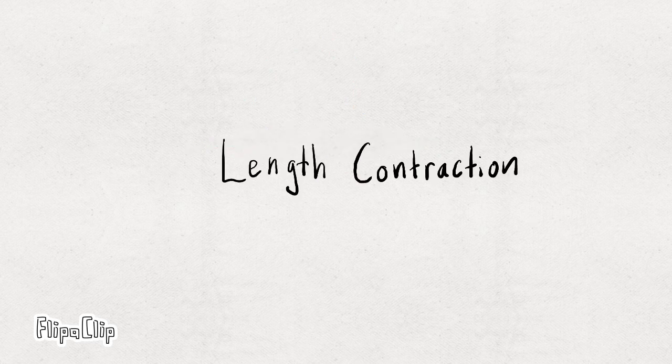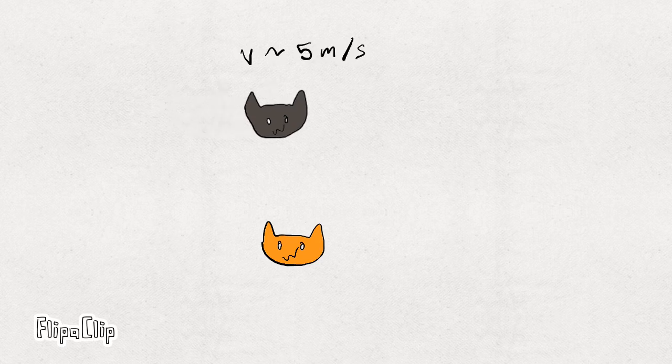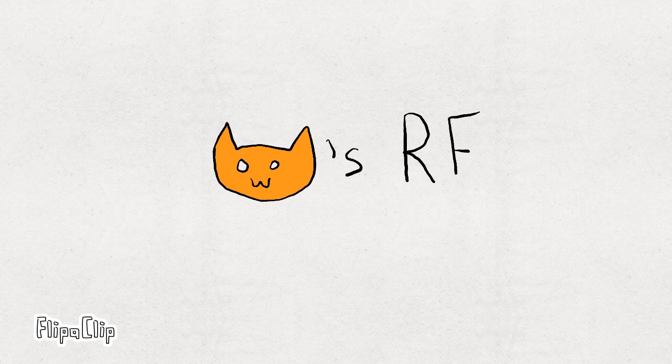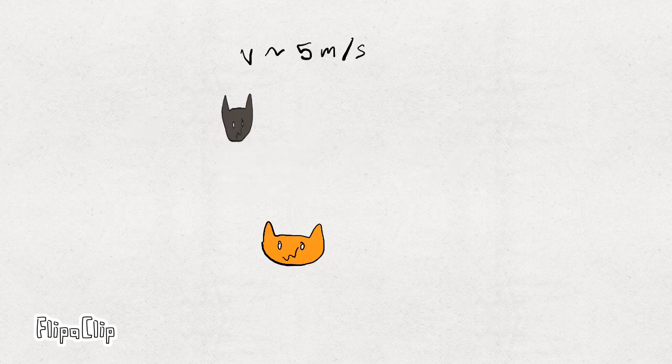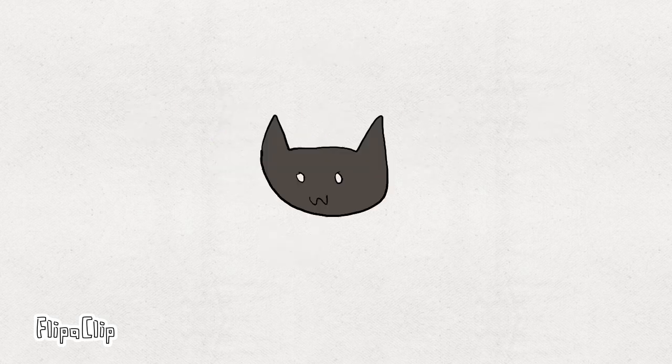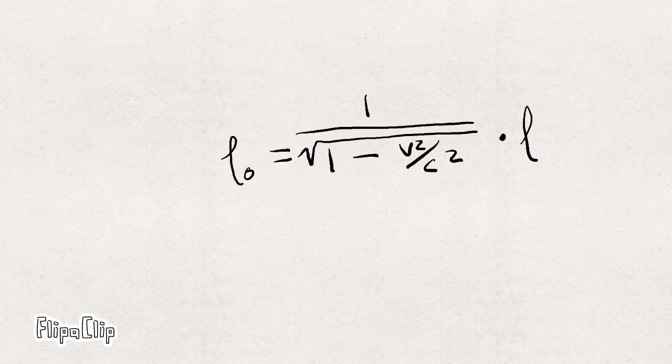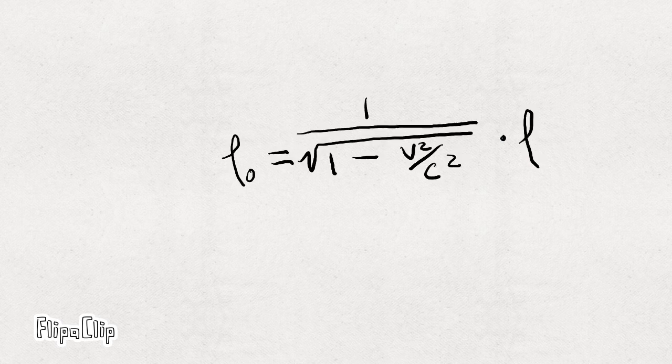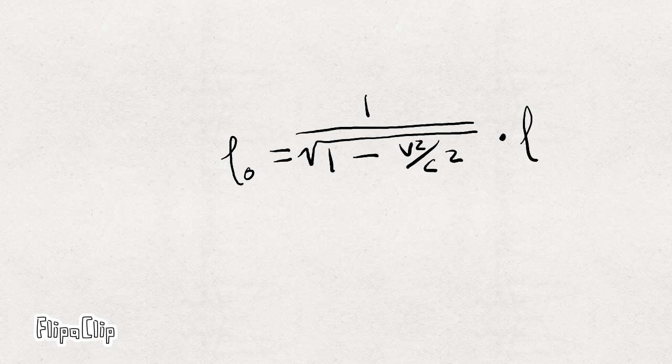Length contraction is very similar to time dilation, except for a couple of variables and the fact that this is in regards to length. As the moving objects, in our case, two cats, reach light speed, which in this case is 5 meters per second, the moving object's length contracts in the direction of the motion, according to almost the same equation as time dilation. L0 equals 1 over the square root of 1 minus v squared over c squared times L.